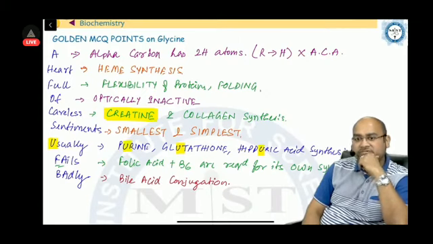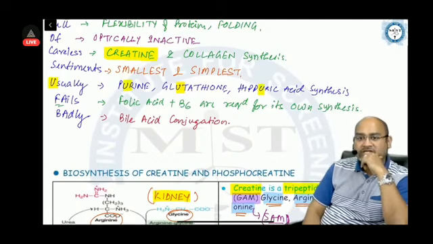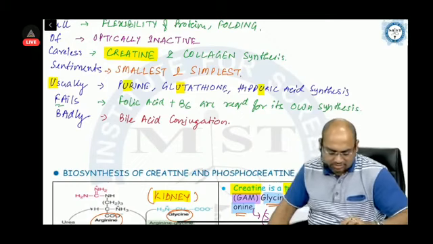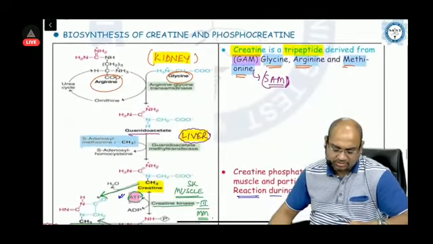S for simplest and smallest. Three U's are there: purine, glutathione and hippuric acid production. Fa, folic acid along with B6, is required for its own synthesis, and BA stands for bile acid conjugation.